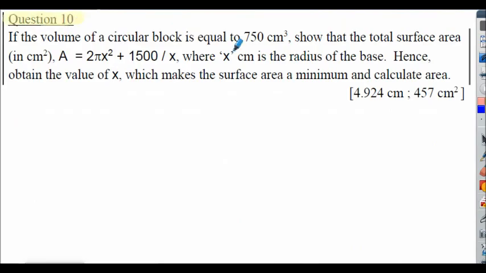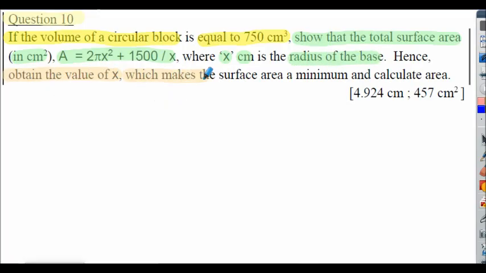Here's question 10 from our workbook. If the volume of a circular block is equal to 750 centimeters cubed, we've got to show that the total surface area is given by this equation here, where x centimeters is the radius of the base. Then we've got to obtain the value of x, which makes the surface area a minimum, and we've got to calculate that surface area. So here's the value of x, and here's the area. I encourage you to stop the presentation and attempt question 10, but I'll show you the full work solution on the following slides.